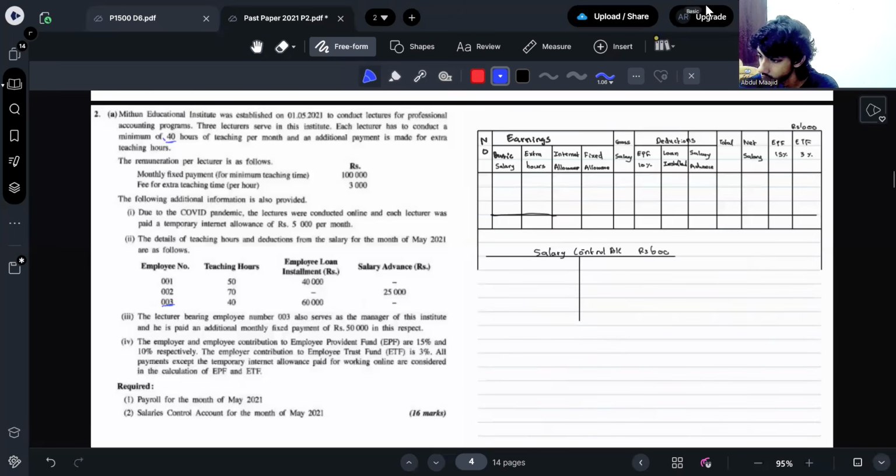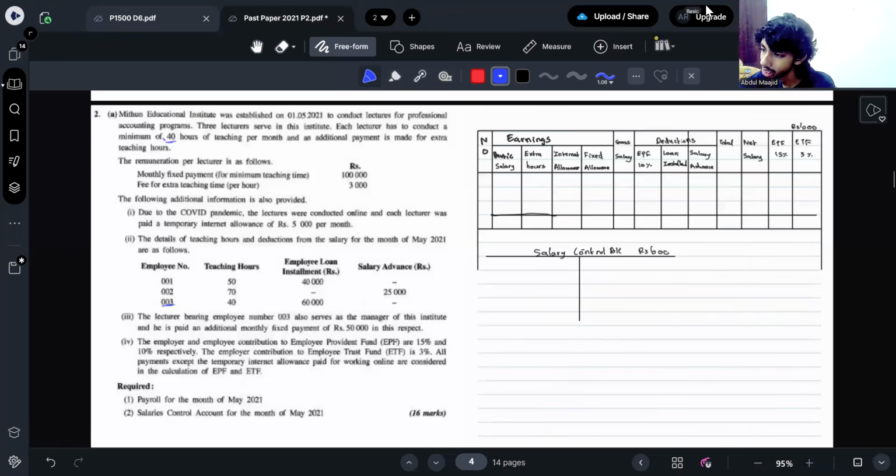EPF contributions are 15% and 10%, employer 15, employee 10%. Employer contribution to ETF is 3%, ETF 3%. All payments except the temporary internet allowance paid for working online are considered in calculation of EPF and ETF. So they are considering all the earnings when they are calculating EPF and ETF except for the internet allowance. So you have to deduct internet allowance when you're finding the EPF ETF amount.